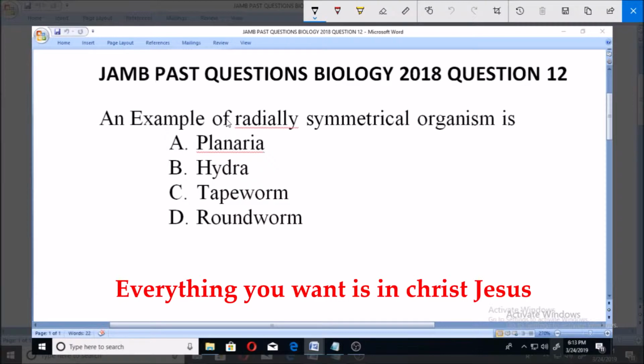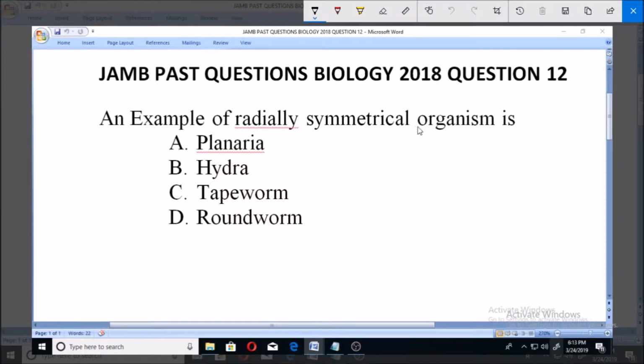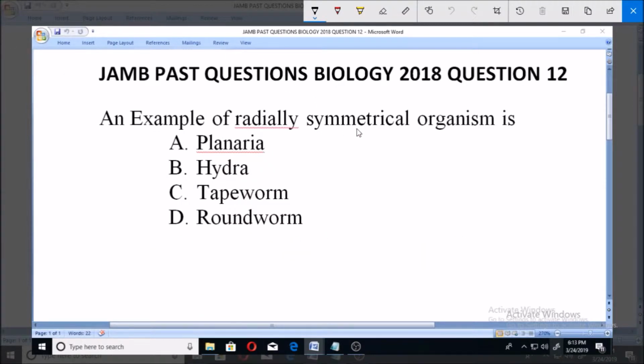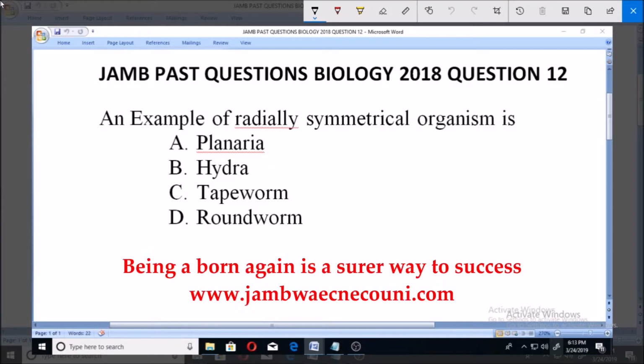An example of radially symmetrical organism is A. Planaria, B. Hydra, C. Tapeworm, D. Roundworm. Now, in order for us to appreciate this question very well, we need to know what a radially symmetrical organism is. What does it mean for an organism to be radially symmetrical?